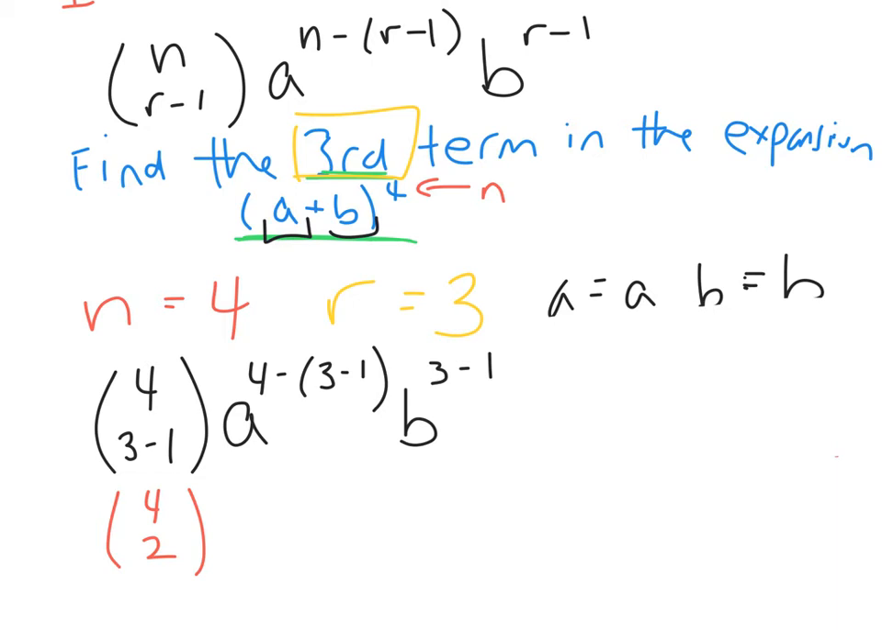Okay, I didn't talk about it in class because we didn't have enough time, but this guy right here is called a combination. And I'll explain how to compute this in a few minutes. And here, if we continue to simplify, we're going to get a to the 4 minus 2, which is 2, right? And then b to the 3 minus 1, which is 2. Okay, now how do we compute that combination?